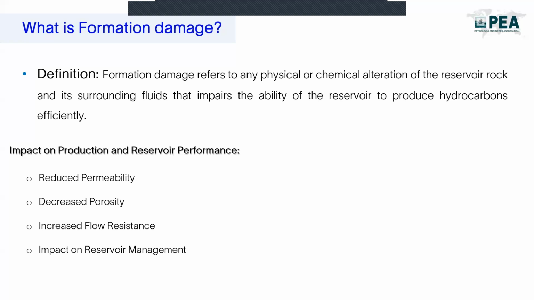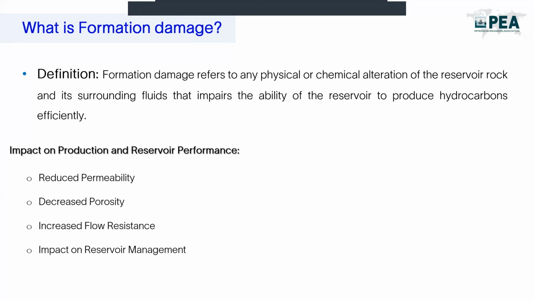and reservoir performance. So the first thing that comes to your mind is the reduced permeability. Formation damage often leads to a decrease in the permeability of the rock. This means that the flow of hydrocarbons throughout the reservoir is restricted, reducing the well's production rate.